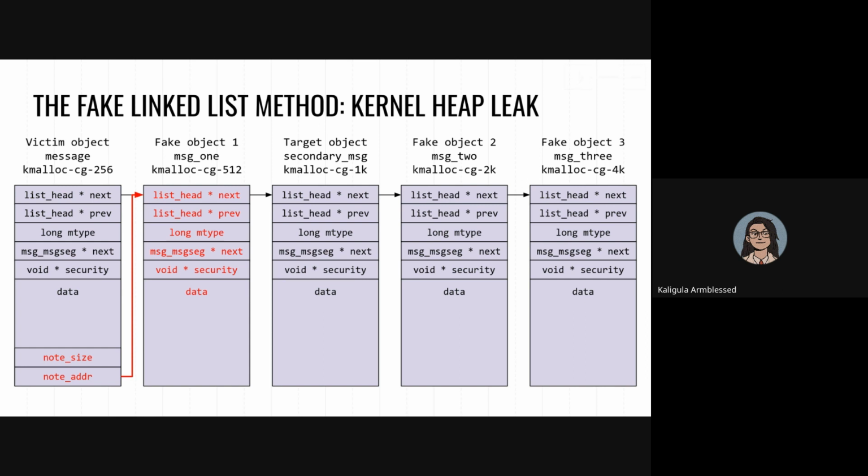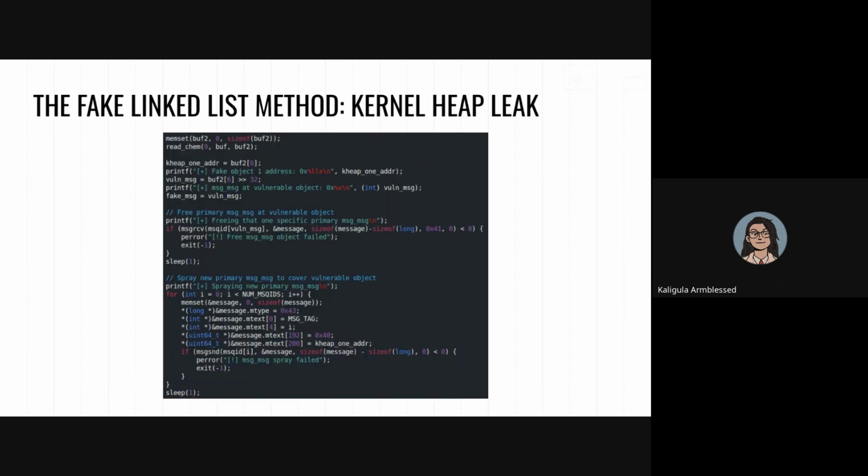And by walking down this linked list, we are able to leak the addresses of all these objects, which we will be able to use to chain together our fake linked list. So similarly, do it with the secondary message, do it with fake object 2, and we have all the addresses that we need. So this is actually how it looks like in the exploit.